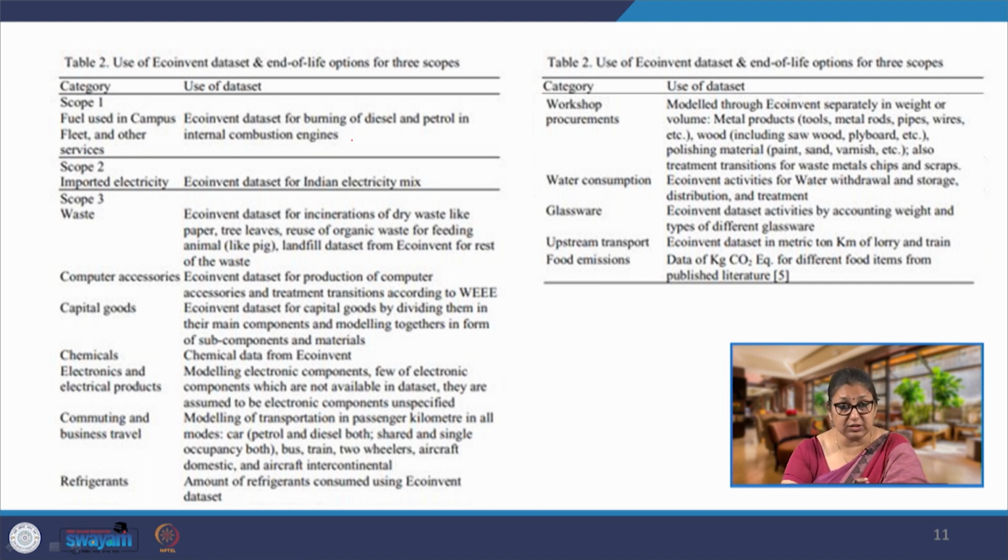As part of scope 2, they have considered imported electricity. As part of scope 3, waste, computer accessories, the capital goods, chemical and other products, commuting and business travel. The amount of refrigerant consumed has been added as part of scope 3, and fugitive emissions have not been taken into scope 1. Others are workshop procurements, the consumption of water, the upstream transport, food emissions. So, all of that has been taken as scope 3, and the transport fleet and the electricity consumption have been taken as scope 1 and 2 respectively.